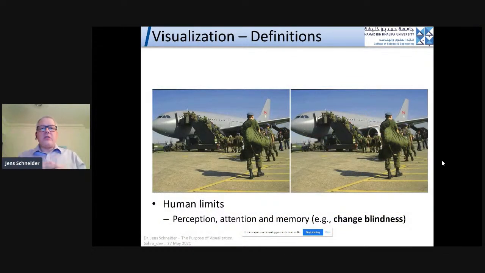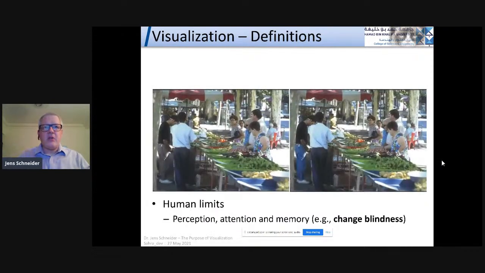So now I want to do something similar. We're going to do another one side by side, and I want you to focus and find the difference. Just give it an effort, and afterwards I'll tell you what the difference is. So here we go. The difference is fairly subtle. It's essentially that this man here is wearing different pants.